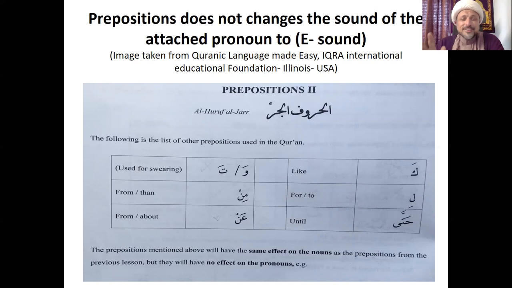What about minhu? There we changed. Here we can't say minhi. No, that's what he's trying to say. That this ha, there it took kasra. Here it will not take kasra. It will not be minhi. It will be minhu.